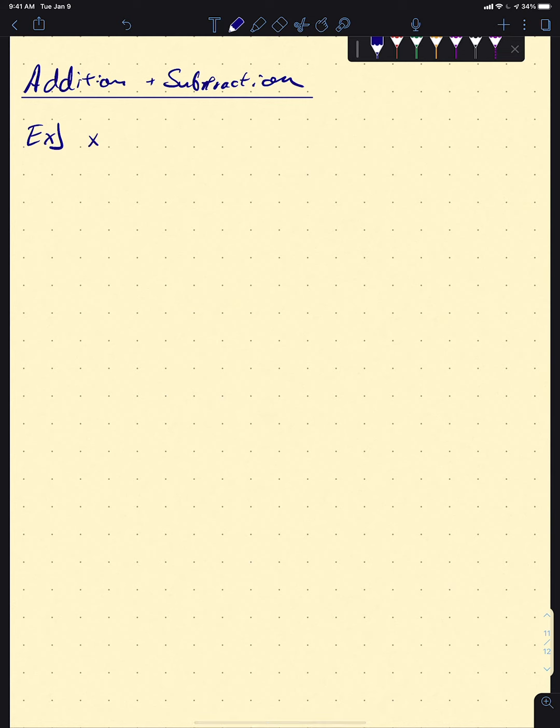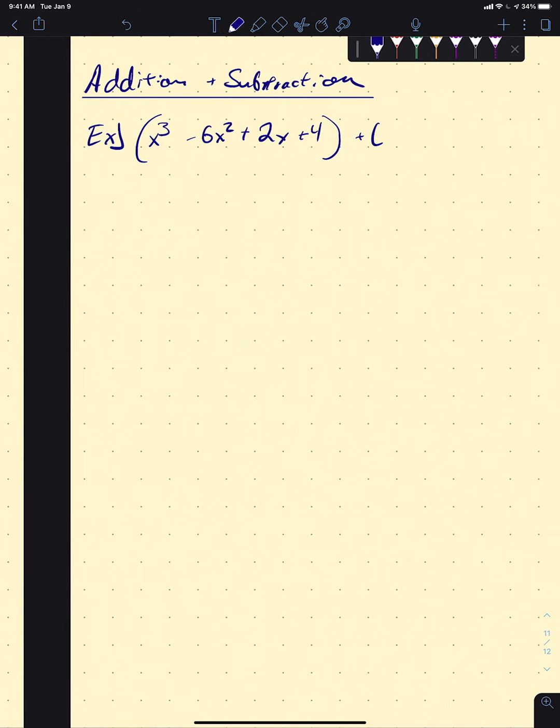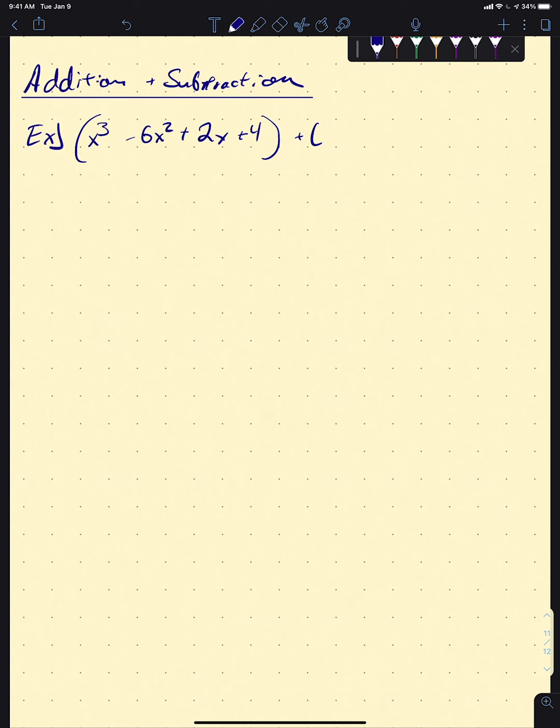So for example, let's say we have x cubed minus 6x squared plus 2x plus 4. This is a degree 3 polynomial because our highest power is 3. And we're going to add to that, say, the polynomial, don't know how that happened. It's weird how that keeps happening. Let's say we add to that x cubed plus 5x squared minus 7x.